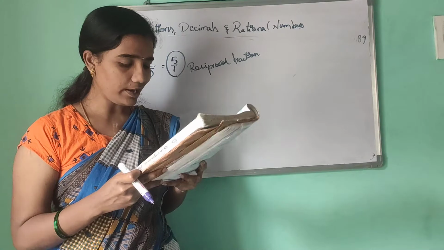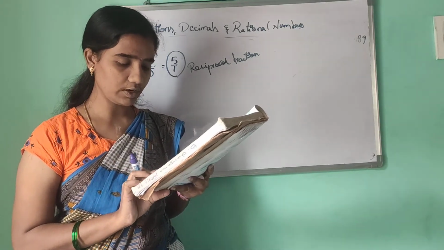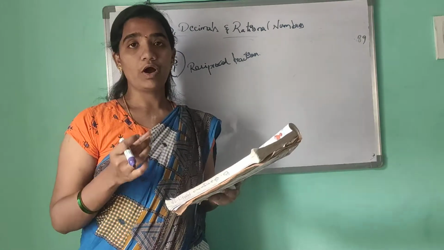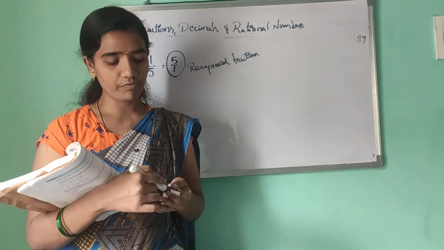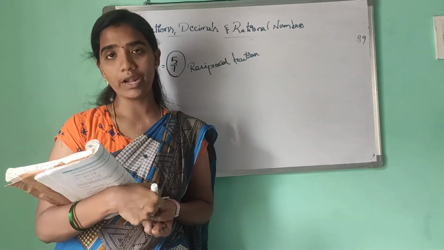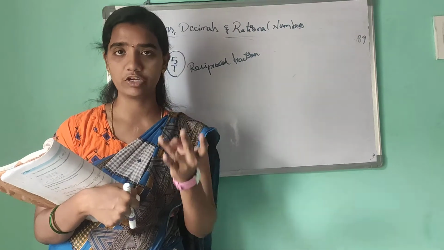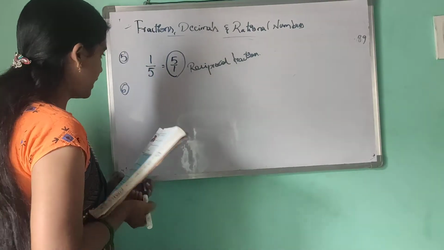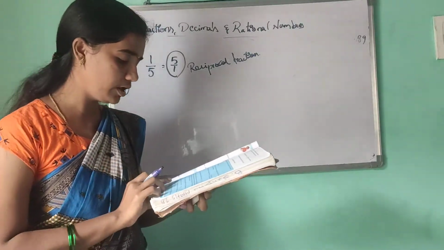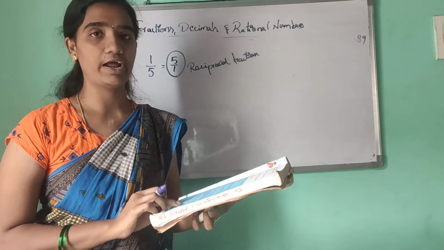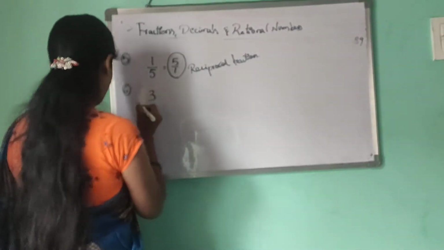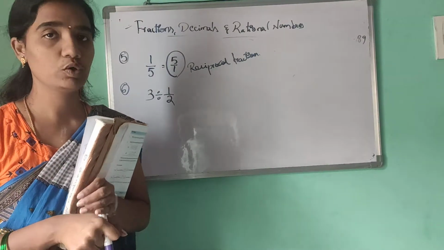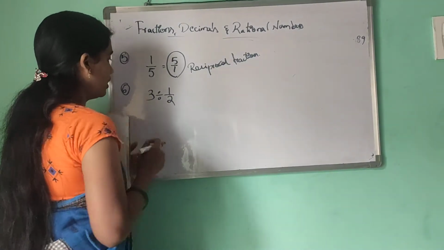First one, while dividing a whole number by a fraction, we multiply the whole number with the reciprocal of that fraction. We already learned the division of a whole number by a fraction, a fraction by a fraction, and a fraction by a whole number. Here I'm explaining one example for dividing a whole number by a fraction. Here the whole number is 3, and the fraction is 1 by 2.